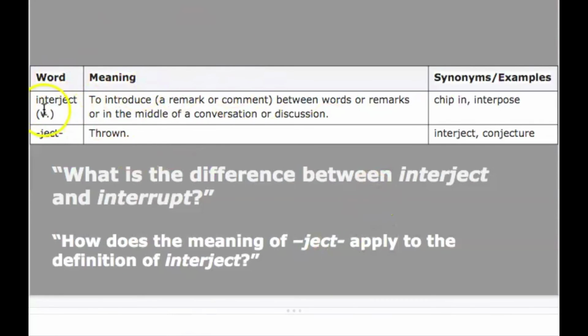Here's the definition of interject. To introduce a remark or comment between words or remarks or in the middle of a conversation or discussion. Or in other words, to chip in your opinion or to interpose your opinion. If two people are talking together, and then someone else comes up and says something in between their conversation, they are interjecting.